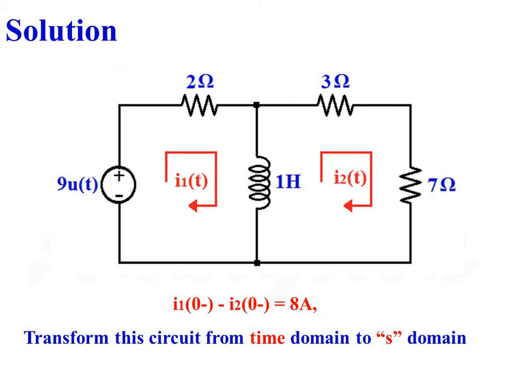So the given condition is I1 of 0 minus minus I2 of 0 minus is equal to 8 ampere. The difference between the mesh currents is equal to 8 ampere just before t is equal to 0. So first step is to transform the circuit from time domain to S domain.